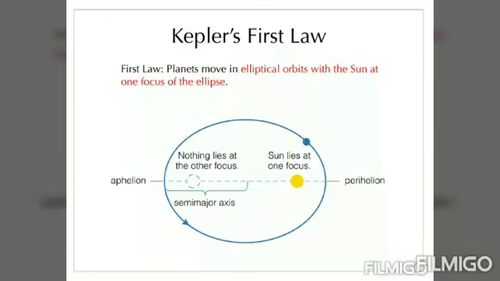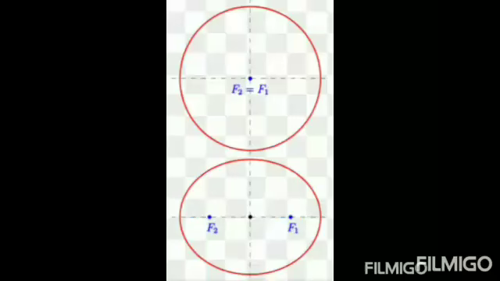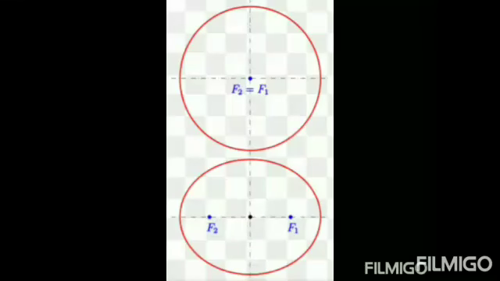Kepler's first law states that all planets move around the Sun in elliptical orbits, having the Sun at one of the focuses of the elliptical orbit. Now first understand the difference between an ellipse and a circle.